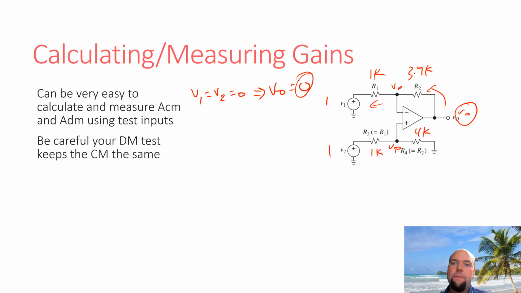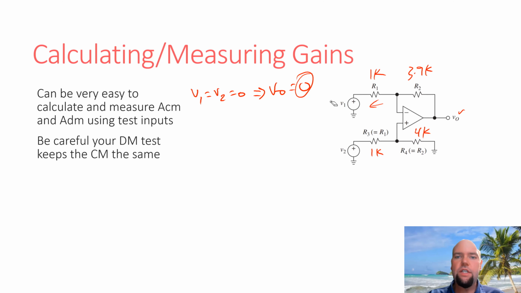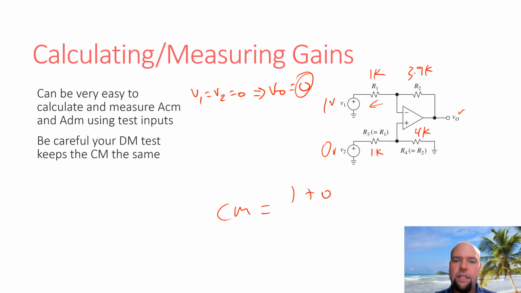So how could we do that? This is typically where students make a mistake when testing a circuit. So what test inputs would we use to get a common mode of 0 and a differential mode of 1? A lot of times students just do this. They say, oh, do 1 volt here and do 0 volts here. That is indeed a differential mode of 1. But the problem is, what's our common mode for this? Our common mode is going to be 1 plus 0 divided by 2.